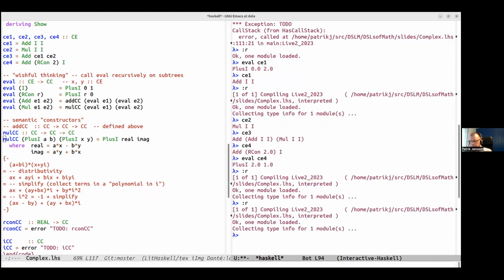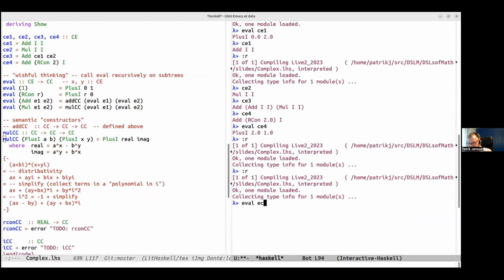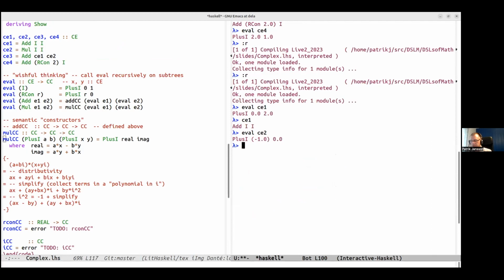Okay, now it should be possible to evaluate all our examples. So CE1, okay, CE1 is the first, and then we should evaluate CE2. Now this is interesting. CE2 is the multiplication of i, so that's basically i squared, which should be equal to -1. And we can see here it has the real part -1 and the imaginary part 0. So that's an indication that we did the right thing in implementing mul-CC here.